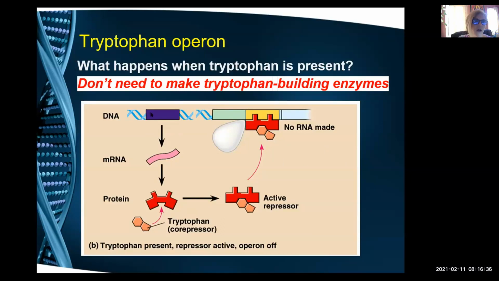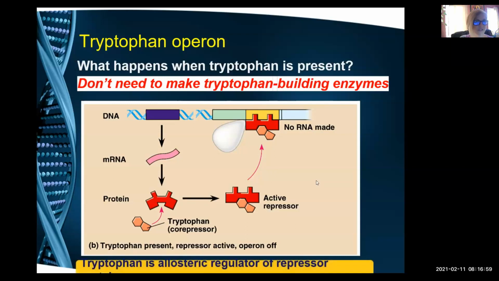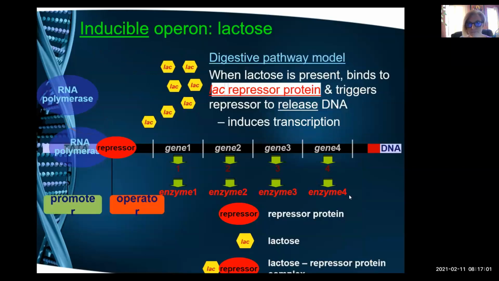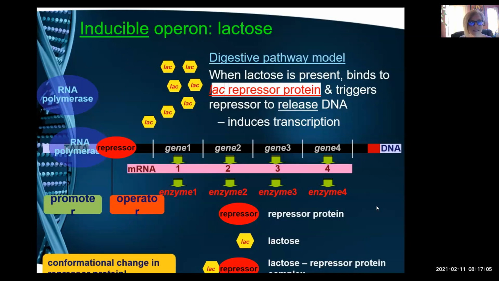So this is showing you the regulatory gene codes for the repressor protein. Tryptophan binds to the repressor protein. Notice the change in shape, conformational change. So this shape would not fit the operator, but this shape does. So when you have that conformational change, it changes its shape to fit and binds to the operator. Polymerase can't go anywhere, so you don't transcribe anything. I'm going to skip past these because I just think it's easier to look at those slides.